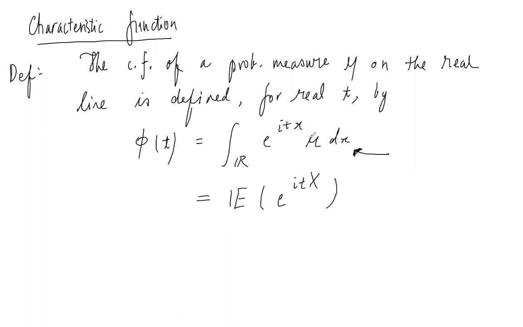The characteristic function of a probability measure mu on the real line is defined for real t by the following: phi of t equals the integral. So you can see that it only differs from the moment generating function in that this i is a complex number. Basically, its only difference is that instead of using t, we have it, where i is the complex number.